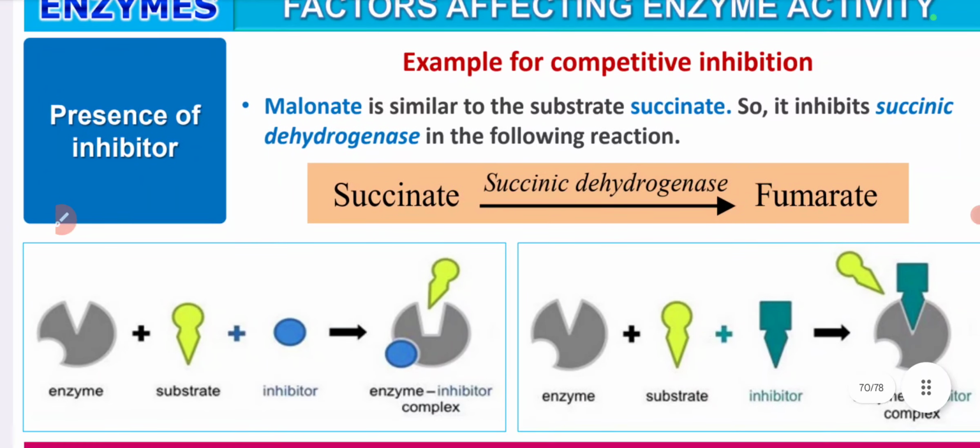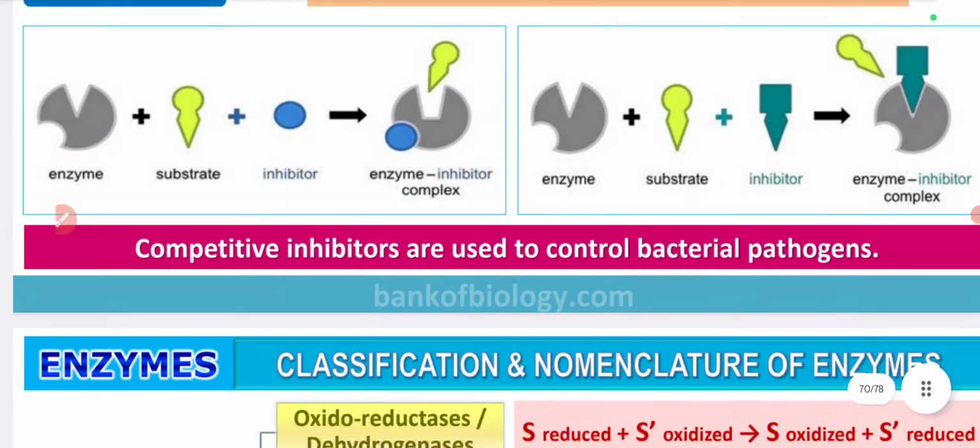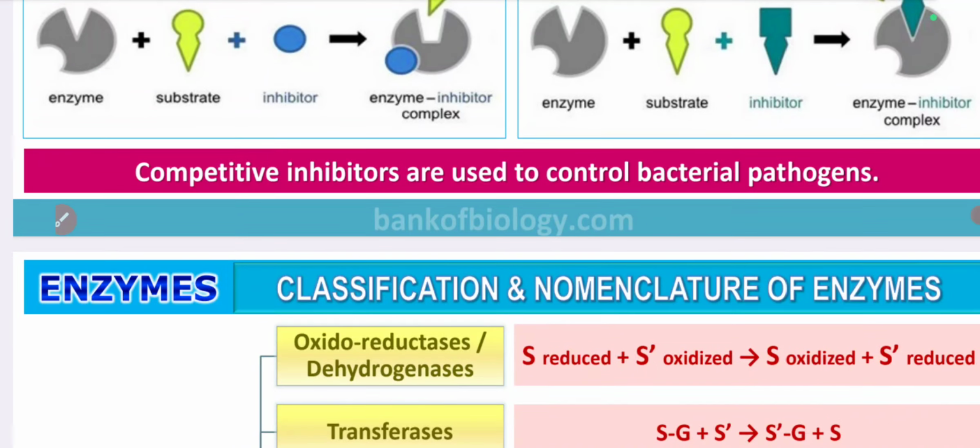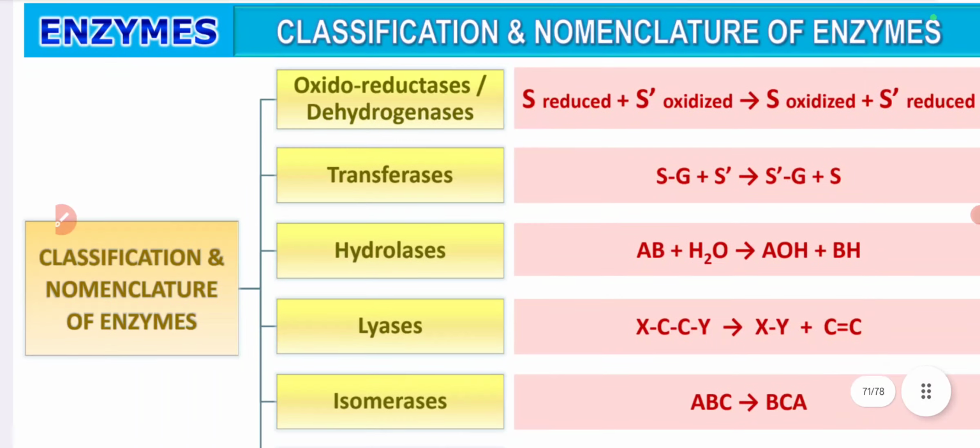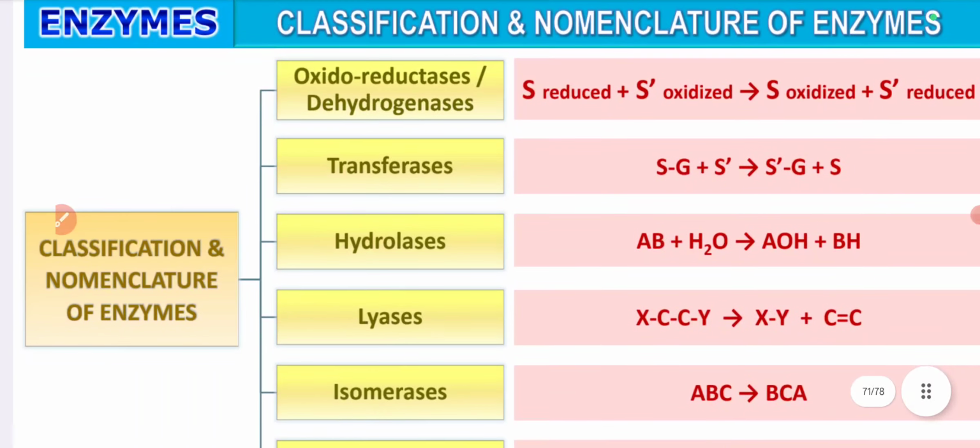Example of competitive inhibition. Malonate is similar to the substrate succinate, so it inhibits succinic dehydrogenase in the following reaction. Succinate, in the presence of succinic dehydrogenase, becomes fumarate. Competitive inhibitors are used to control bacterial pathogens. Here you can see classification and nomenclature of enzymes.